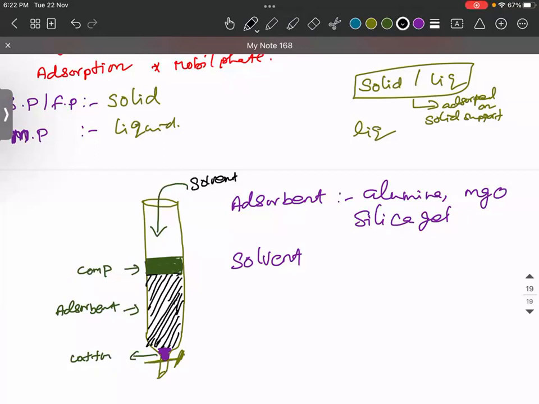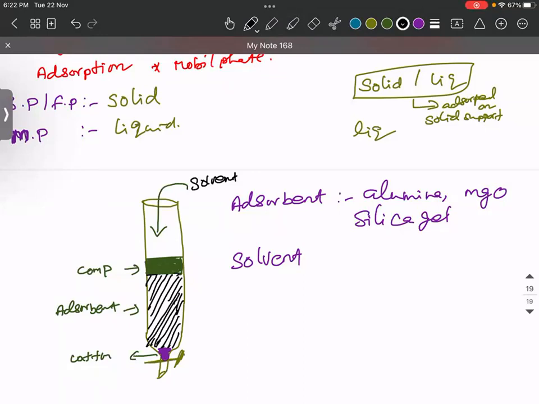In the same way, if you have to choose a mobile phase, you should not directly use a polar solvent. You have to use a non-polar solvent first and then slowly increase the polarity. Hexane is a non-polar solvent. Ethyl acetate is polar, or methanol is polar. So what we have to do: 1% methanolic solution of hexane, 2% methanolic solution of hexane. Slowly you have to add.